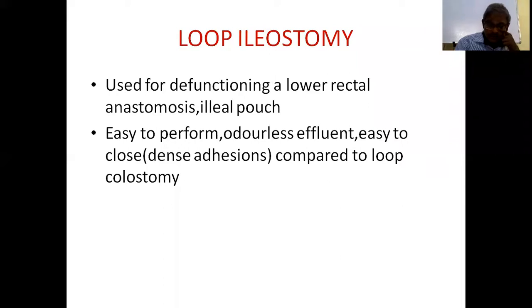Yeah, this is loop ileostomy. Loop ileostomy is used for defunctioning of a lower rectal anastomosis. When you do a lower rectal anastomosis, in case of some malignancies like carcinoma rectum, I think when we discuss rectum, we'll be covering that. And the second thing is, something like Crohn's disease where there is massive involvement of the colon, and the whole of the colon might have been removed, and we go for an ileoanal anastomosis. That could be another possibility.